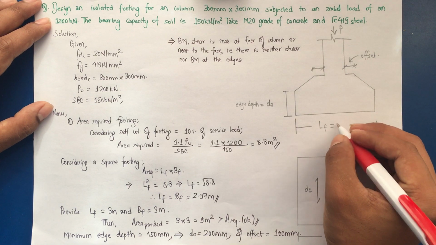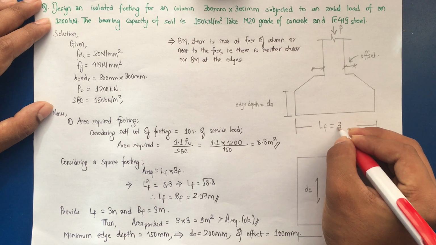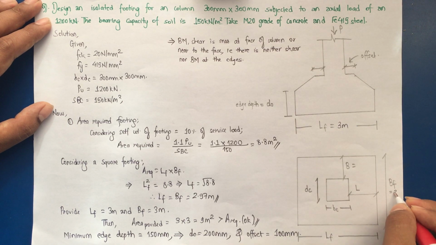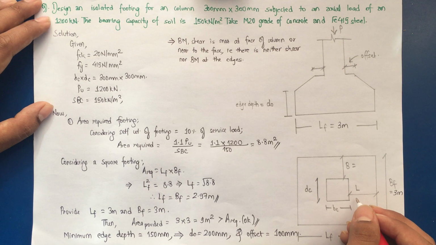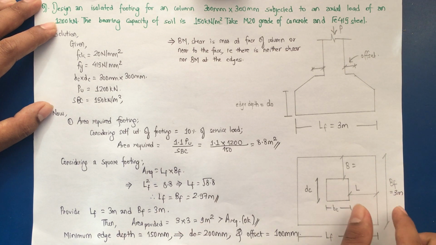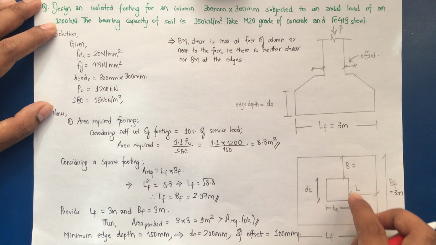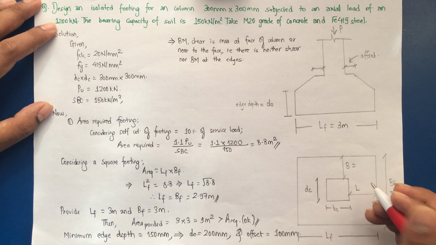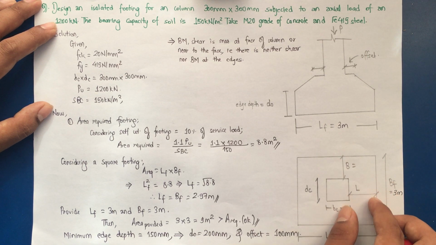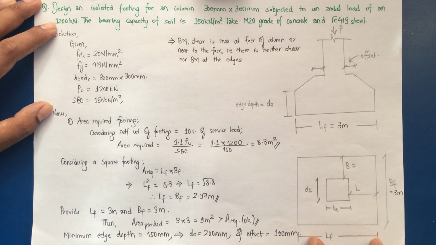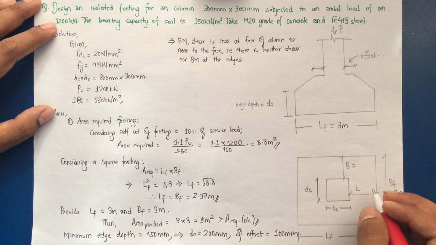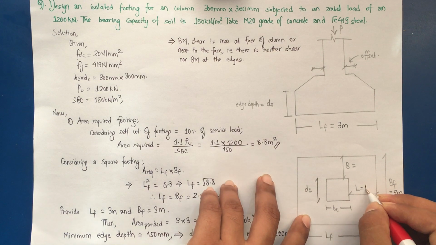So LF is 3 meter. Similarly, BF is equal to 3 meter, and the length of the overhang in both directions will be the same as it is a square footing. So L is equal to basically the length of the overhang, and this is equal to LF minus BC divided by 2, which is 1.35 meter.